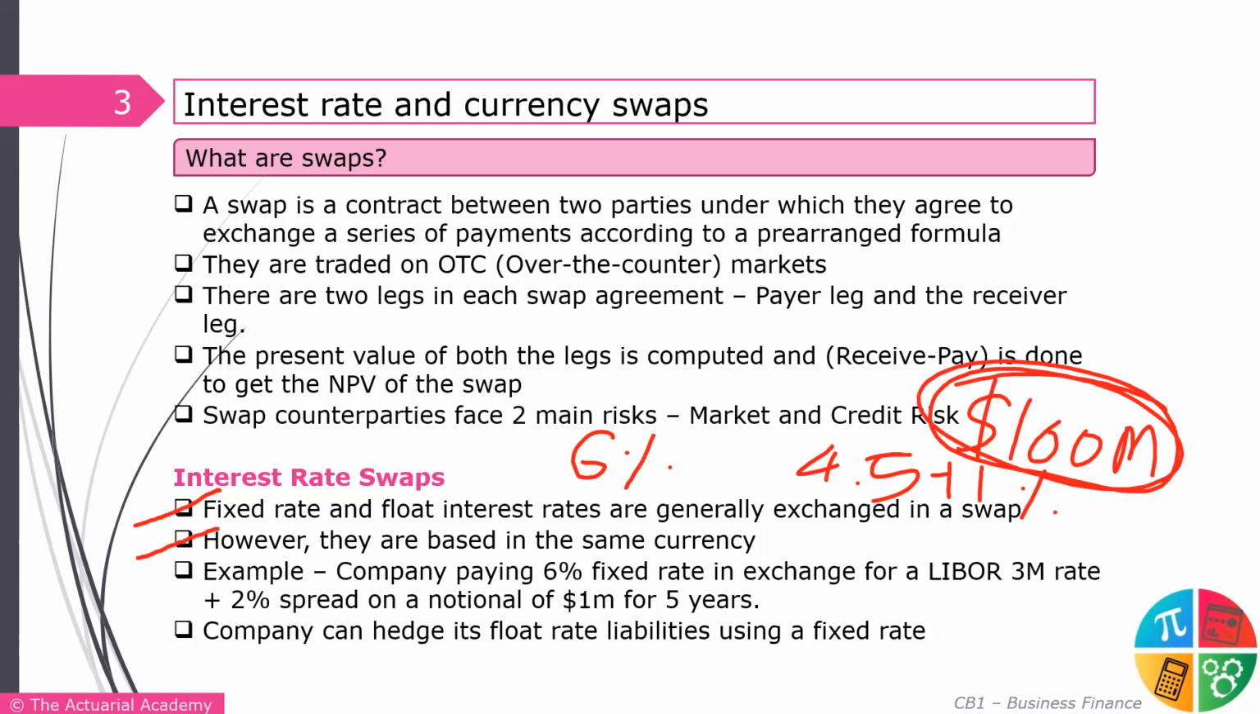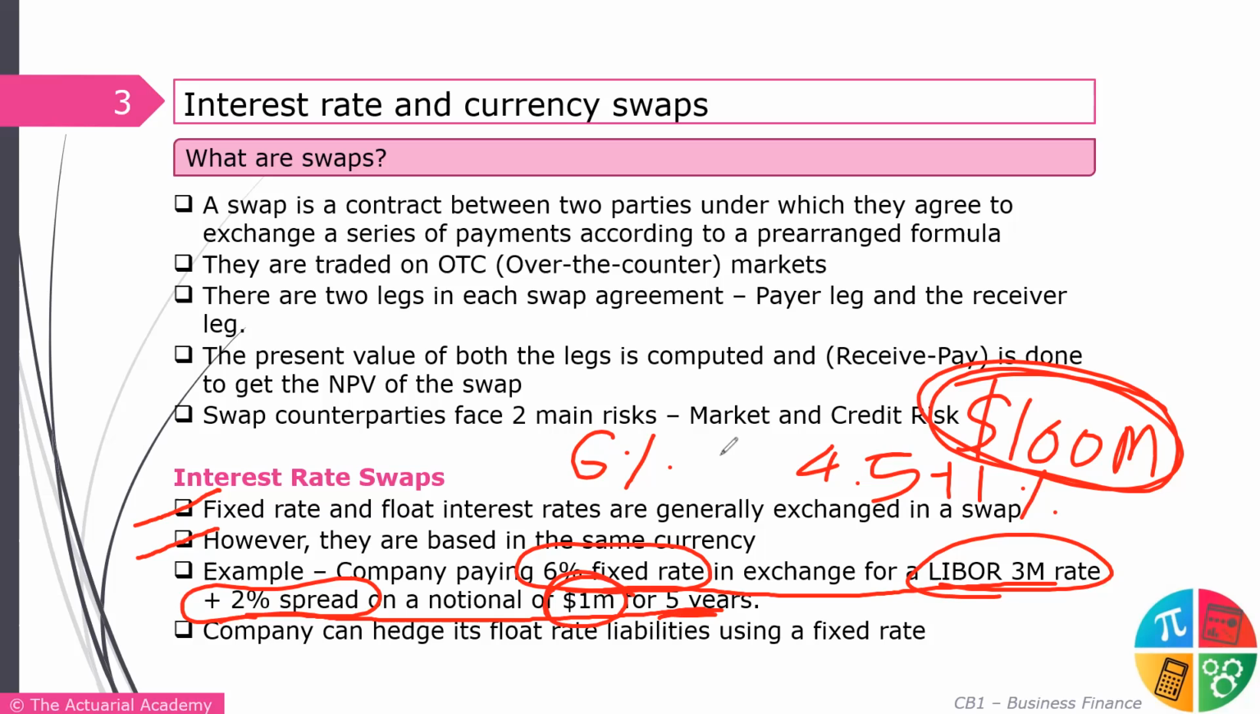So it's just the same currency, and the company is paying 6% fixed rate in exchange for a 3M LIBOR rate plus 2% spread on a notional of 1 million for 5 years. This is just an example. 6% fixed rate is what you are paying in exchange of 3M LIBOR plus 2%. In this example it's 2%; you can use any spread. How to compute that spread goes deep into risk management. We are not going so much into that, but in the question they'll mention it to you. It will happen till 5 years.